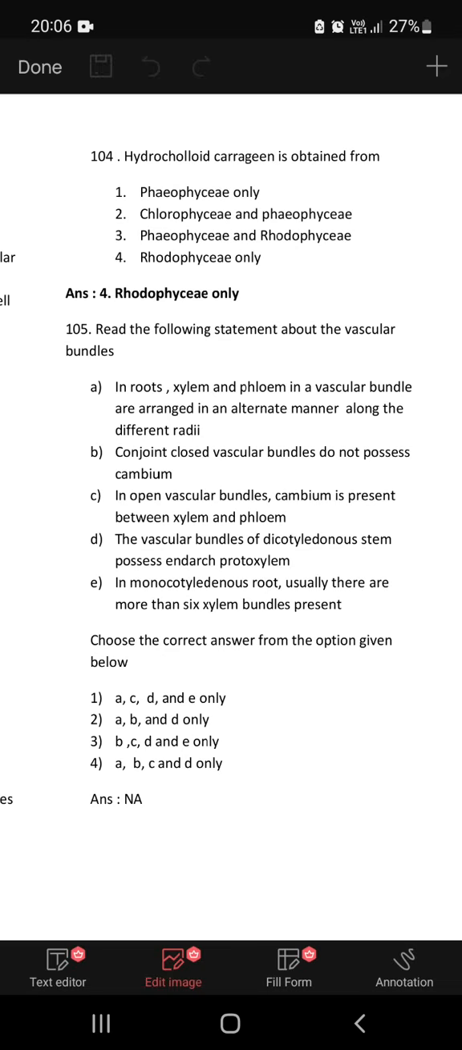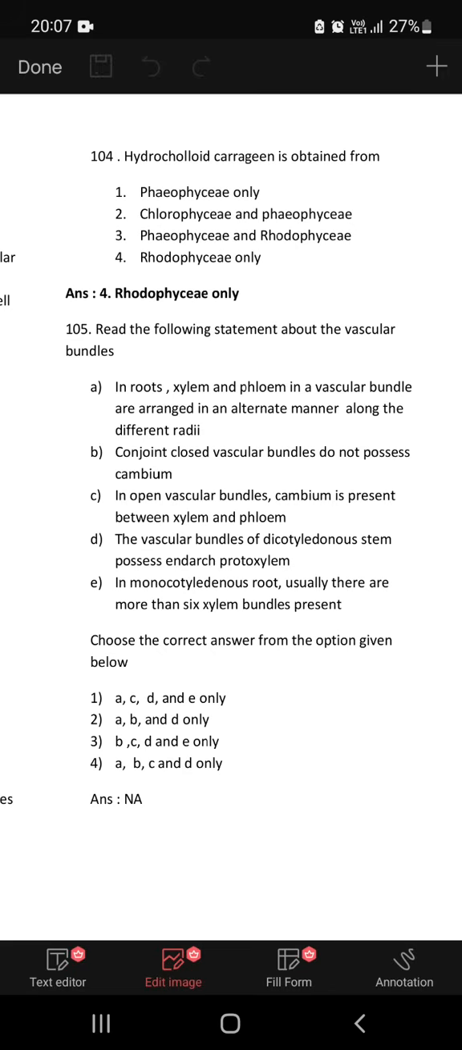Then D: the vascular bundles of dicotyledonous stems possess endarch protoxylem. Yes, D is also a correct option. E: in monocotyledonous roots, usually there are more than 6 xylem bundles present. Again, the option is correct because it is the polyarch condition. So all the options are correct, A, B, C, D, E. But in the answer options, they have given A, C, D and E; A, B and D only; B, C, D and E only; A, B, C and D only.